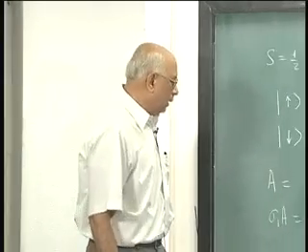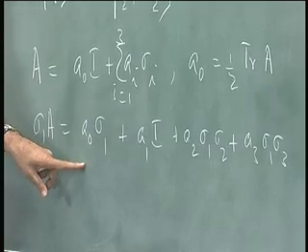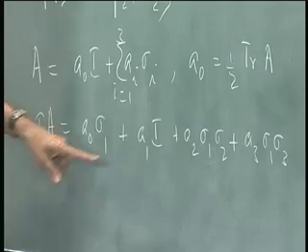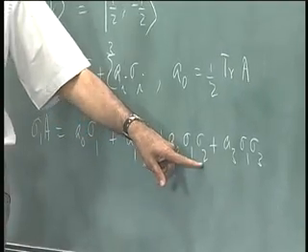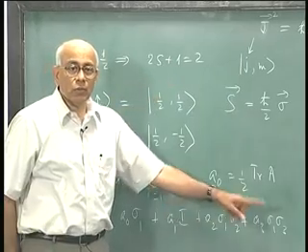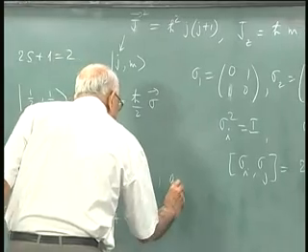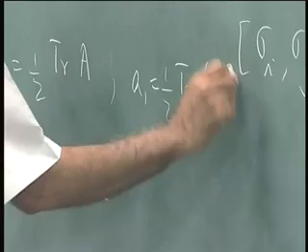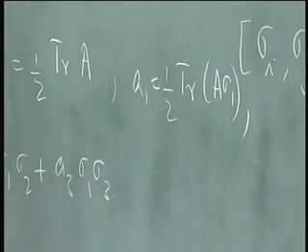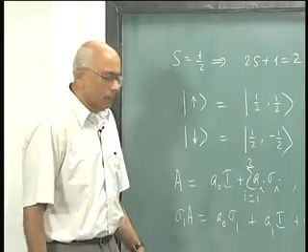and then what? Take trace. If you took trace, you would end up with trace of sigma 1 A is trace of this guy, 0. This gives you twice A1. Sigma 1 sigma 2 is I sigma 3 whose trace is 0, and so on. So it is clear that you end up with A1 equal to half trace A sigma 1, and so on. So formally that is the inversion, similarly for A2, A3, etc.